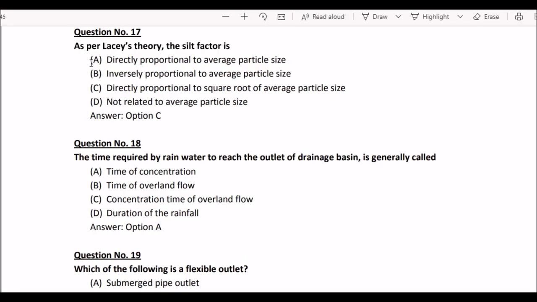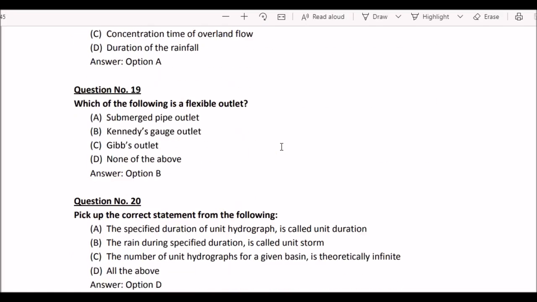Okay. Next question. As per Lacey's theory, the silt factor is option A. Directly proportional to average particle size. Option B. Inversely proportional to average particle size. Option C. Directly proportional to square root of average particle size. Option D. Not related to average particle size. Right answer is option C. Directly proportional to square root of average particle size. Next question.